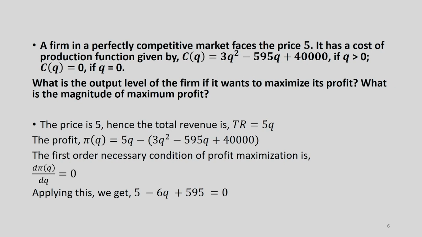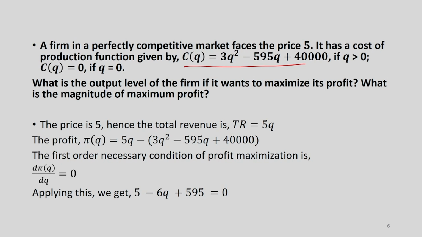Another problem related to perfect competition. A firm in a perfectly competitive market faces the price 5. It has a cost of production given by this. C(q) is equal to 3q square minus 595q plus 40,000 if q is greater than 0, and this C(q) is equal to 0 if q is equal to 0. So this is the scenario.